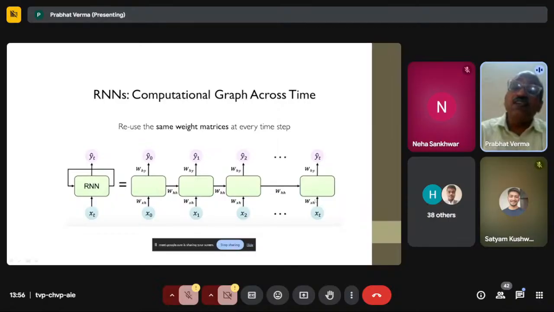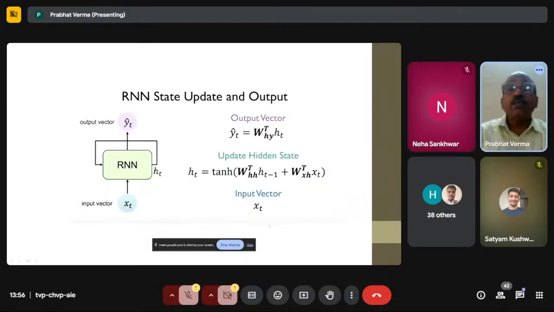So these three types of weights we make use of, and the weights are the same for each time step. We do not make any differentiation. The same weights are used in every time step.